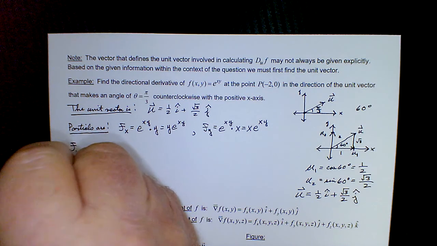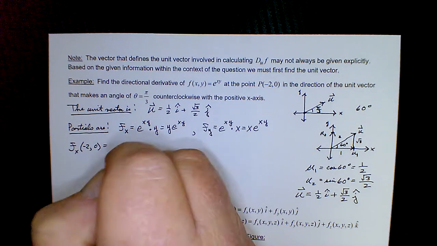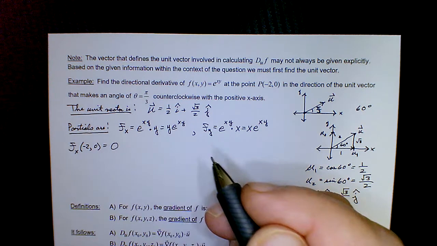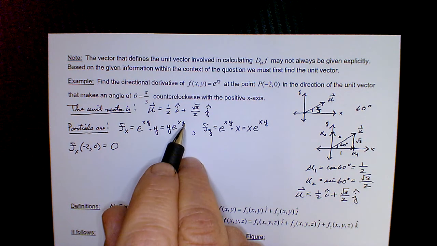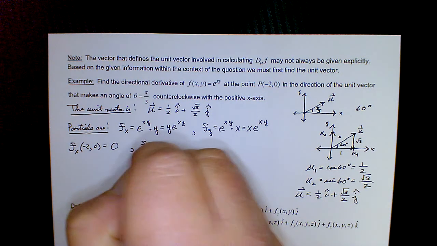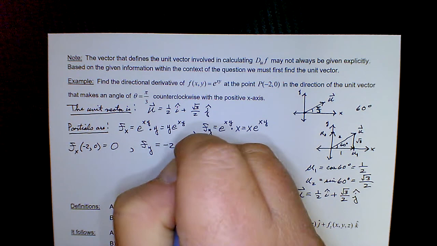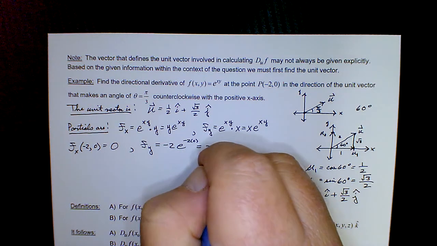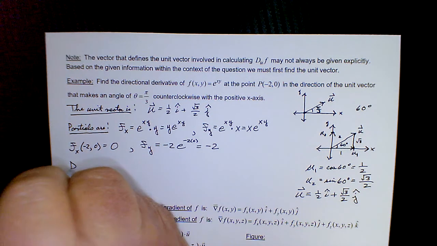And now those partials evaluated at the point (-2, 0), where x is -2 and y is 0. So f sub x is just going to be 0, because e to whatever times 0 is going to be 0. Then f sub y is going to be, okay, x is negative 2, e to the negative 2 times 0. Negative 2 times 0 is 0, e to the 0 is 1, times negative 2 would give us negative 2. So now the formula.